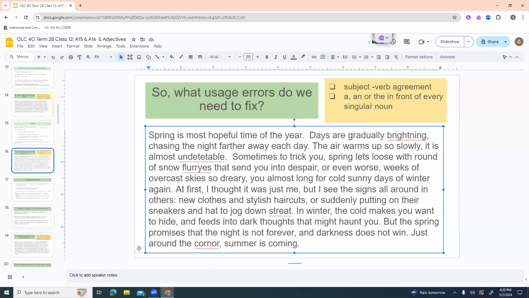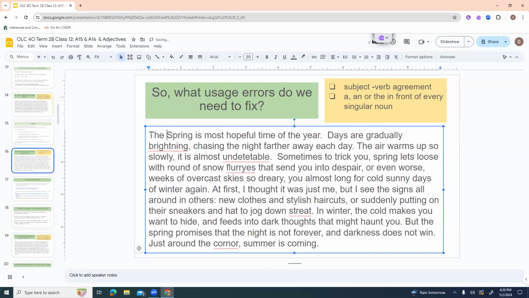Okay. So right away, "the spring." I'm not sure if I did this right everywhere because with having the three different copies, sometimes I got mixed up. "The spring is the most hopeful time of year." Okay, because I'm describing the time. "Most hopeful" are just my adjectives getting in the way. "The days." So now all of a sudden that becomes a lowercase. "The days are gradually brightening, chasing the night further away each day." Here, "each" is functioning to describe day.